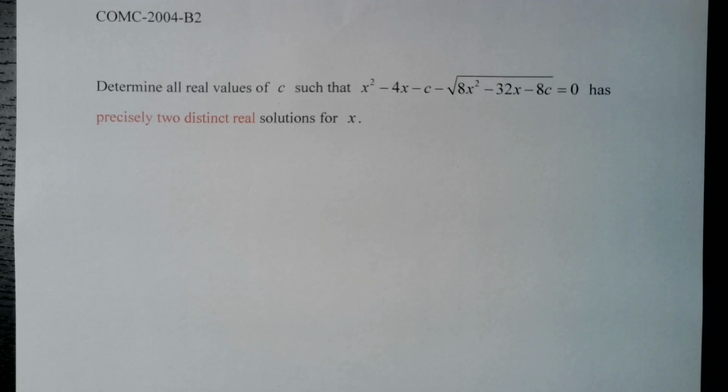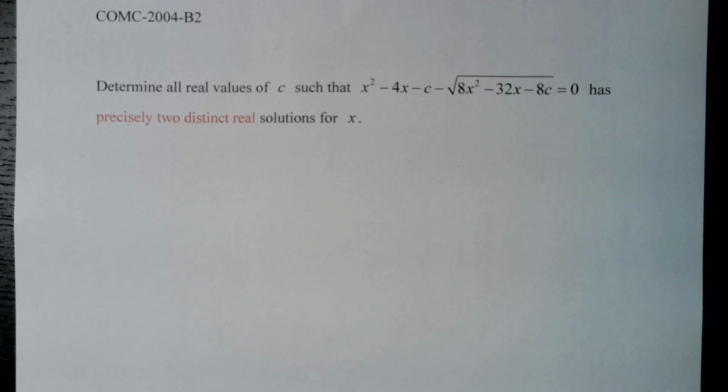Today we'll be doing another question from the COMC 2004 contest. This is the second question of part B, and as always, let's first start off by reading the question. Determine all the real values of c such that x squared minus 4x minus c minus the square root of 8 times (x squared minus 4x minus c) equals 0 has precisely two distinct real solutions for x.